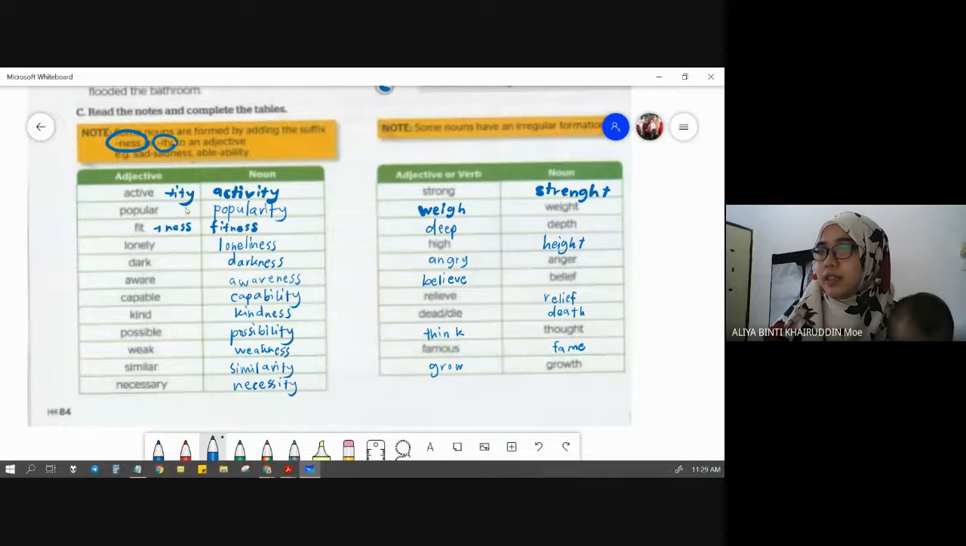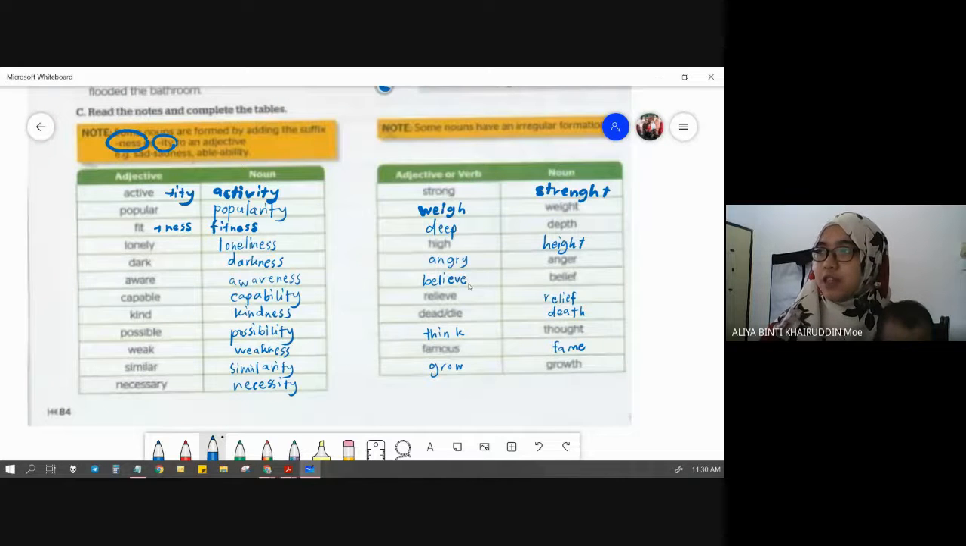So for adjective and noun here, active just put ITY at the back. So activity, popular, popularity, fit, fitness, lonely, loneliness, dark, darkness, aware, awareness, capable, capability, kind, kindness, possible, possibility, weak, weakness, similar, similarity, and necessary is necessity. Okay, necessary is a bit different, not the same as before. It is not necessarity or necessariness, but we remove the ARY and change it with ITY. So necessity.